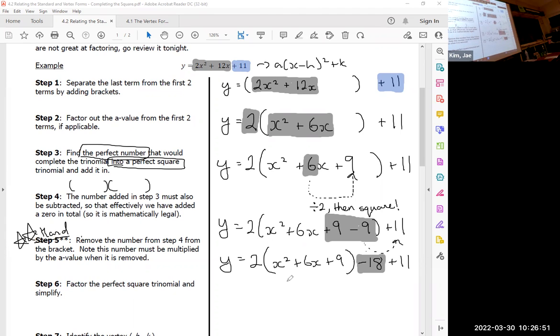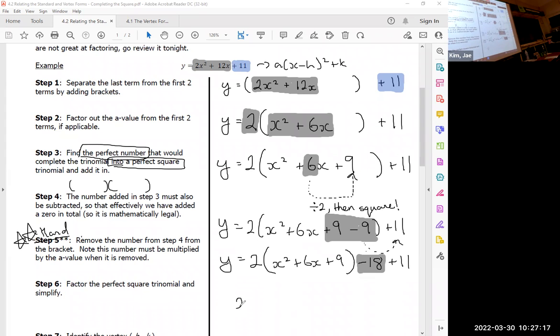Look what I wrote. I'm going to pause right there, giving you an opportunity to think about it. Why the heck did it turn into a negative 18? You see it? If that negative 9 comes out of the bracket, it actually equals a negative 18 because the entire bracket is right now multiplied by a 2.